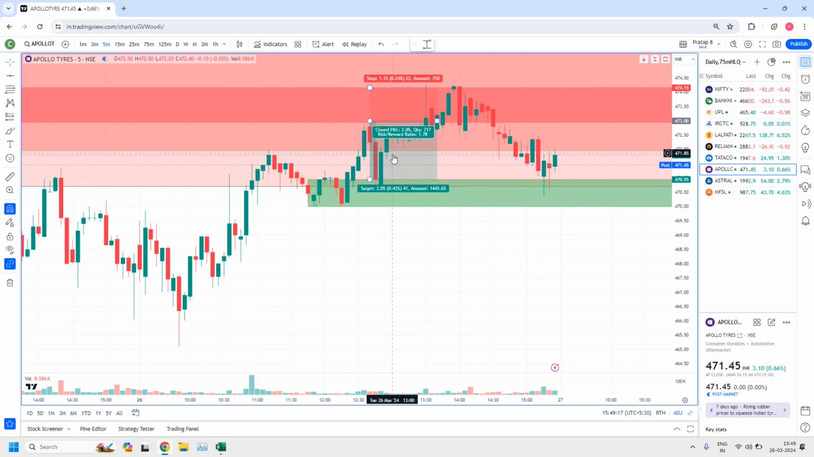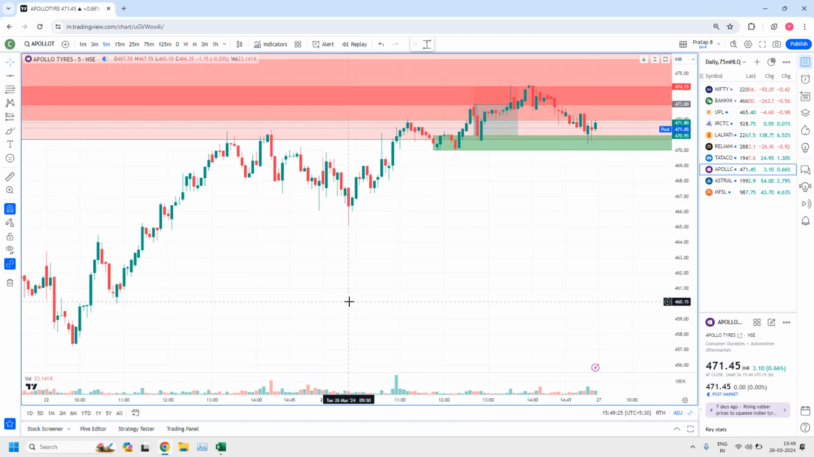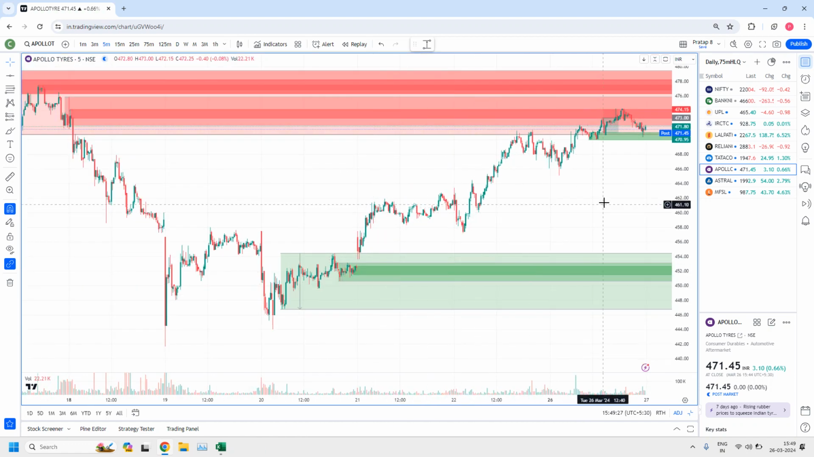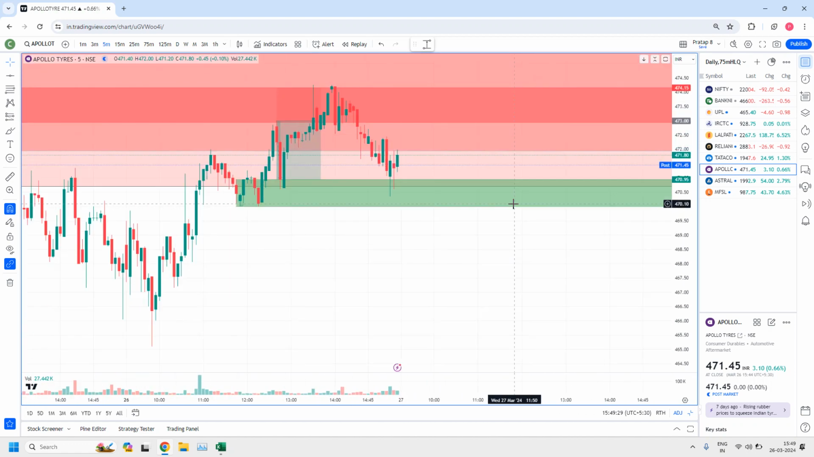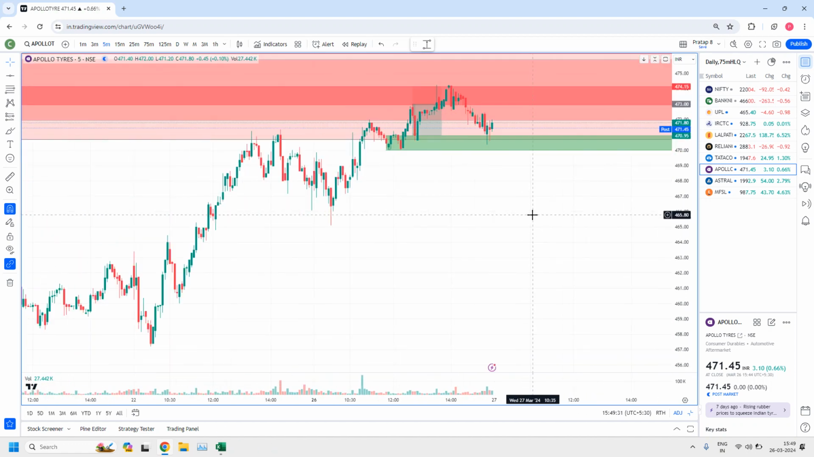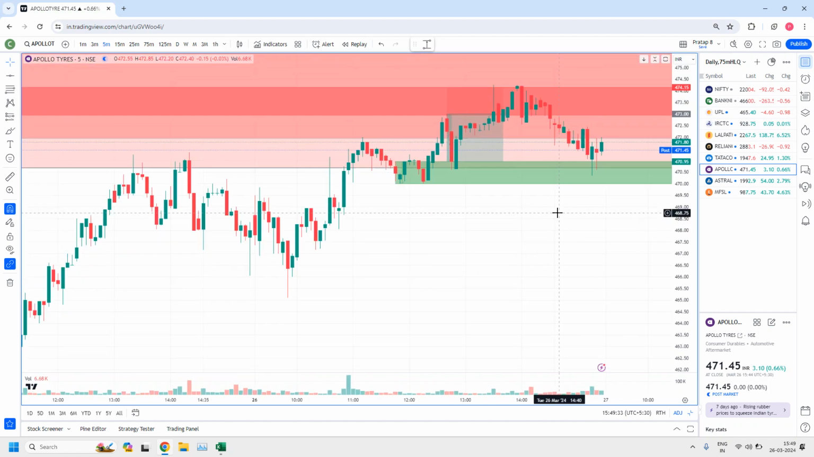Though it is successful, we won't accept because RR is not good. RR is only 1:1.78. Okay, don't discuss about this. Because this is not a valid trade as per the risk management point of view. We rejected it because not sufficient RR.